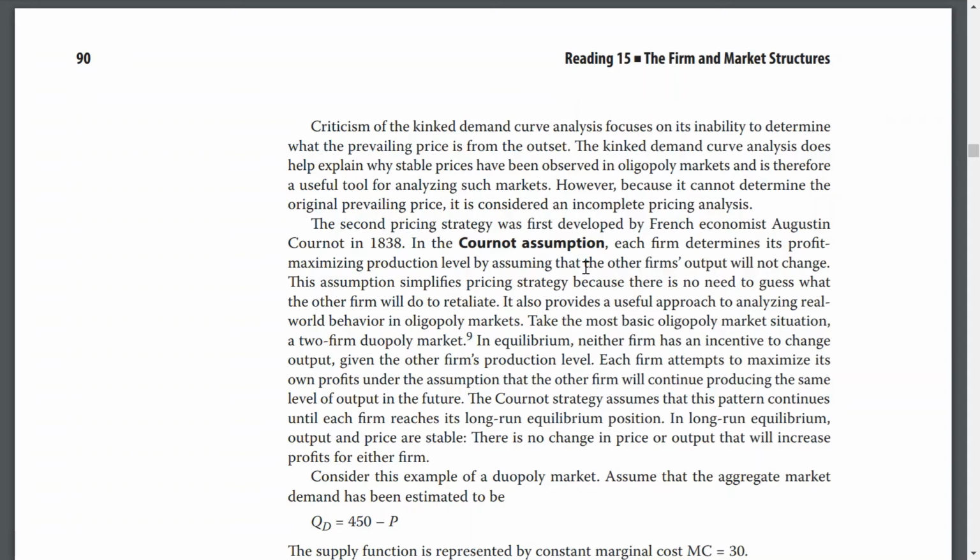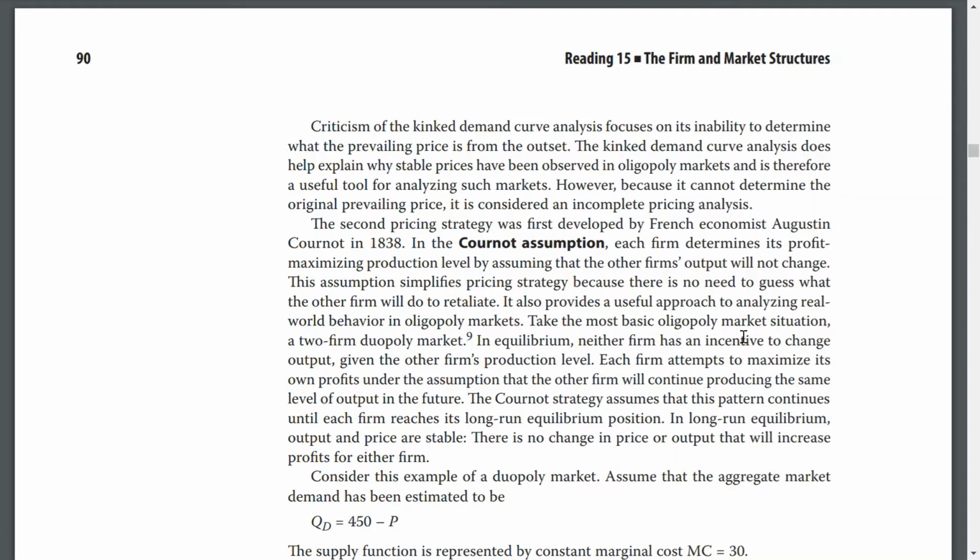Take the most basic oligopolistic market structure, a two-firm duopoly market. In equilibrium, neither firm has an incentive to change output, given the other firm's production level. Each firm attempts to maximize its own profit under the assumption that other firms will continue producing the same level of output in the future.